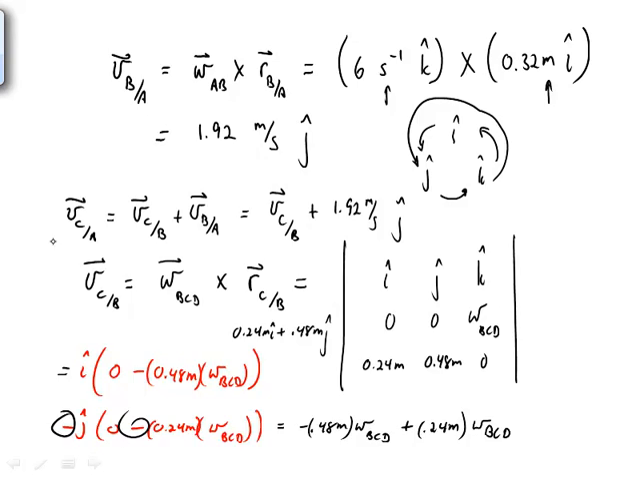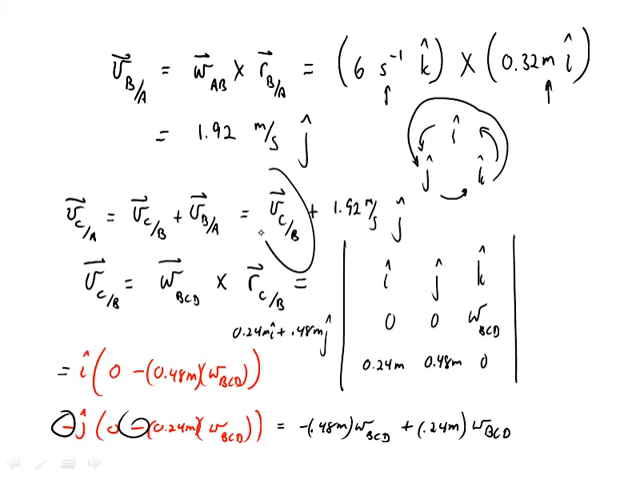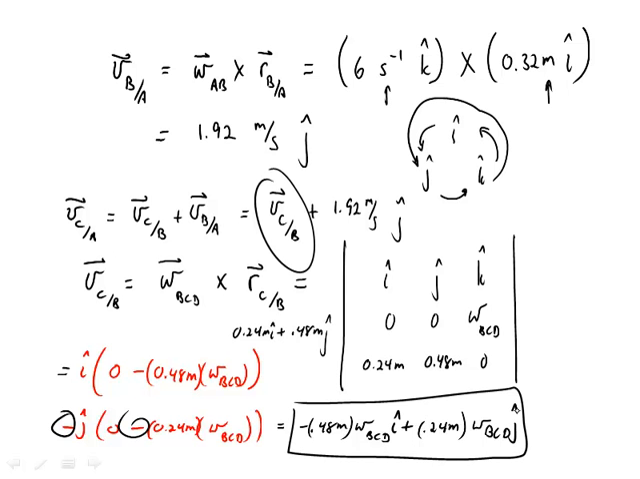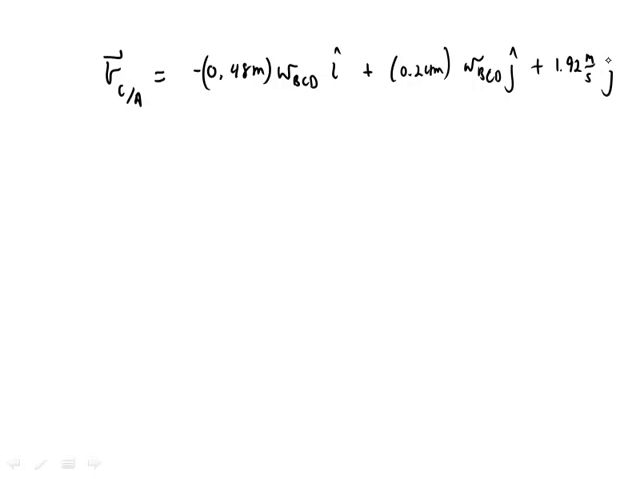Okay, so let's now look at the velocity of c with respect to a. So the velocity of c with respect to a equals the velocity of c with respect to b, which is right here. And I forgot there's an I hat here and a j hat there. So minus 0.48 meters omega BCD I hat plus 0.24 meters omega BCD j hat. But then I have to add to that plus 1.92 meters per second j hat.